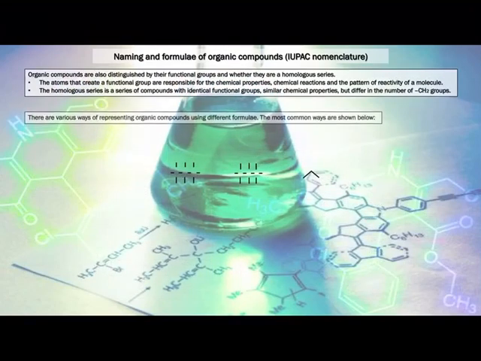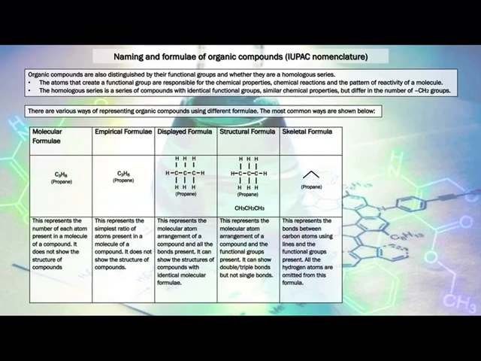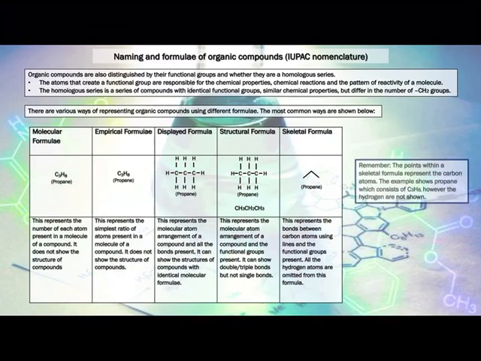The naming and formula, there's more into it as well. So we have the homologous series. If it's part of that group, it just basically means that they have similar chemical properties, but they differ in the number of CH2 groups. There's different ways of showing this. We've got the molecular formulae, empirical formulae, displayed formulae, and structural formulae. We also have skeletal formulae.